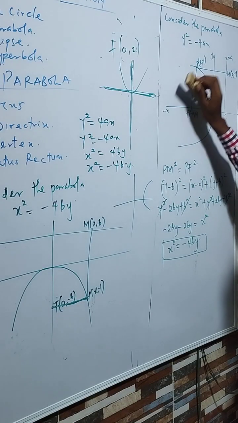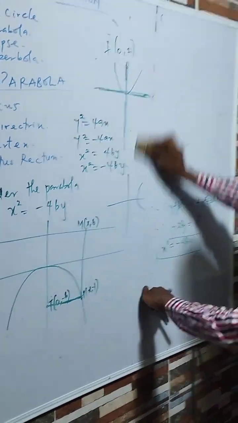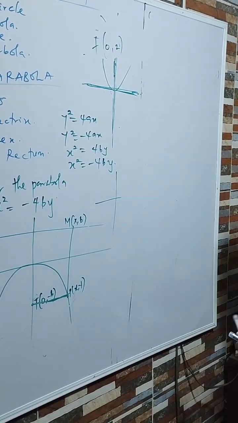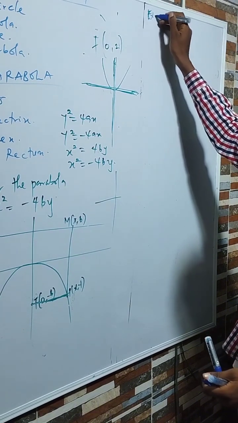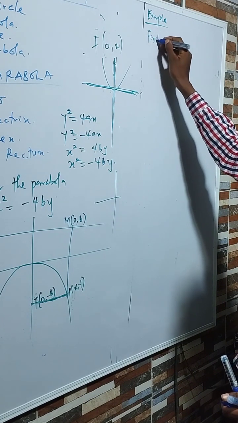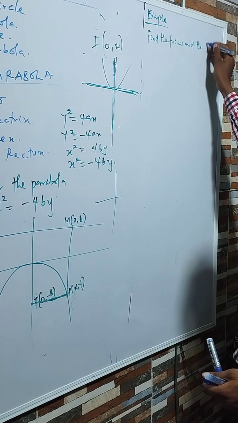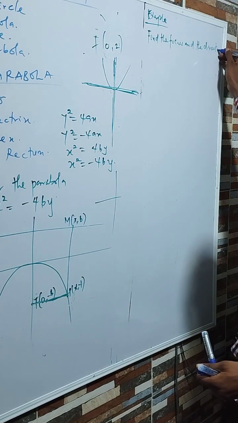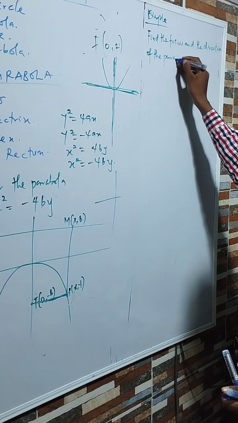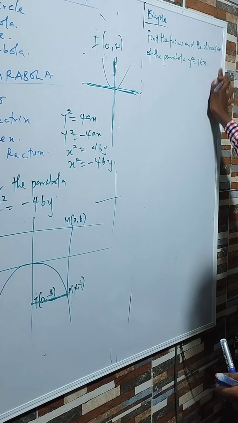We have an example to that effect. Looking at this particular question, it is just a very simple question. The question is saying, find the focus and the directrix of the parabola y square is equals to 16x.